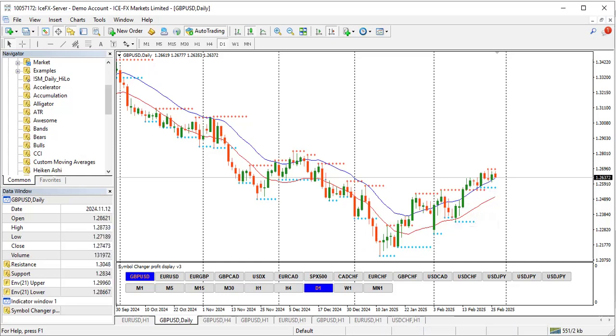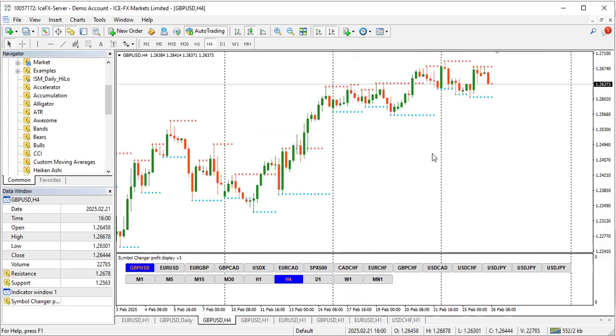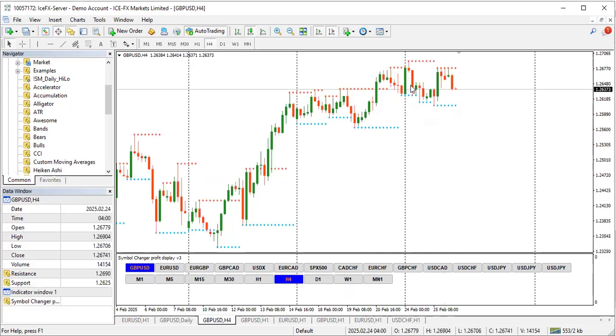All right, so let's go to the H4. On the H4, let me drag this here. Price came in, and we had this fractal low formed within the week. Remember, I always want it to form within the week.